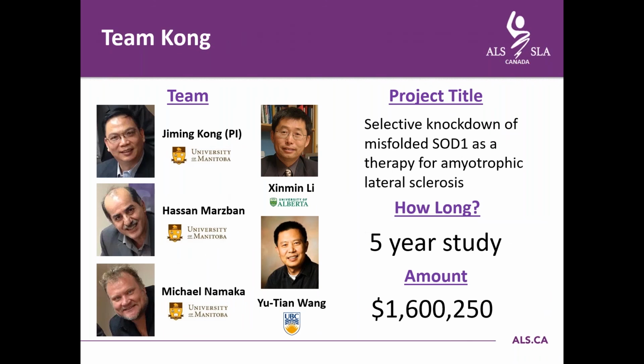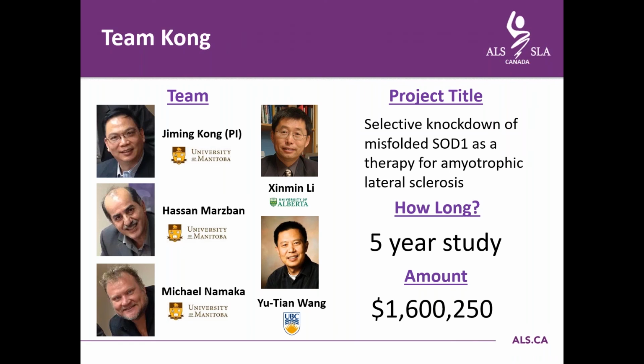Third, we have Team Kong. This should say 2015 next to it because it was also part of the 2015 investment. This is a group of individuals from Manitoba, Alberta, and British Columbia who are using ALS as a proof of principle for a potential new therapeutic idea.